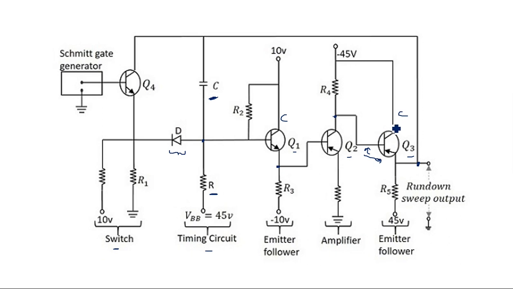And hence the gain of the second stage can be very high. That is the reason why we have taken emitter followers at both the ends and the amplifier at the center.